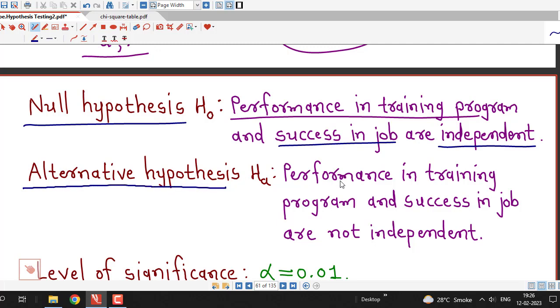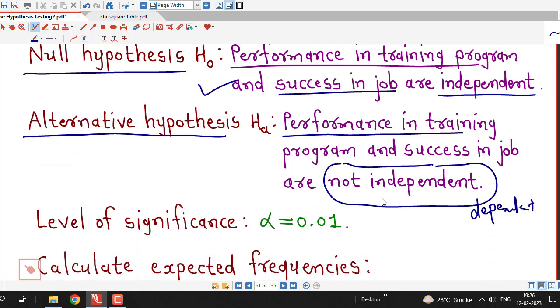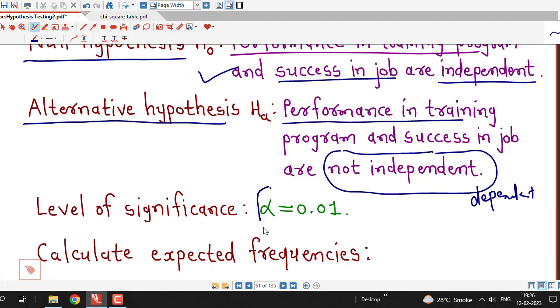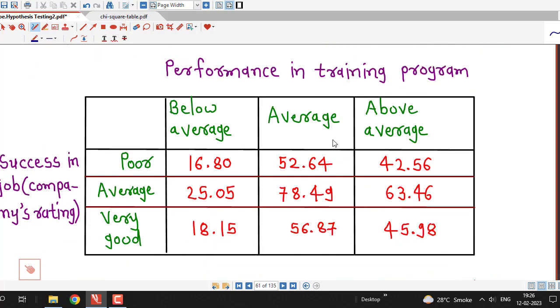Alternative hypothesis is the negative statement of this. So here, performance and success are independent in the null hypothesis. Here we write that performance in training program and success in job are not independent, or you can say that they are dependent. Level of significance is given as 0.01, and then I have calculated expected frequencies as I discussed.